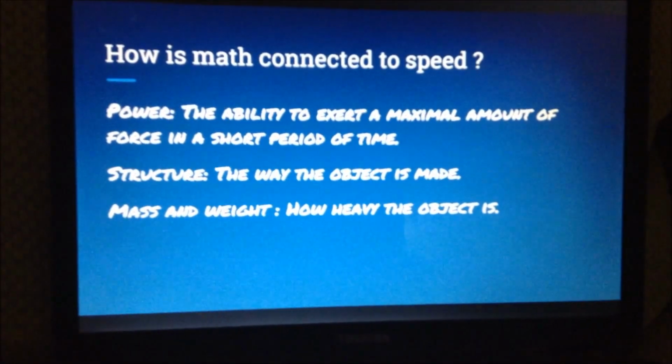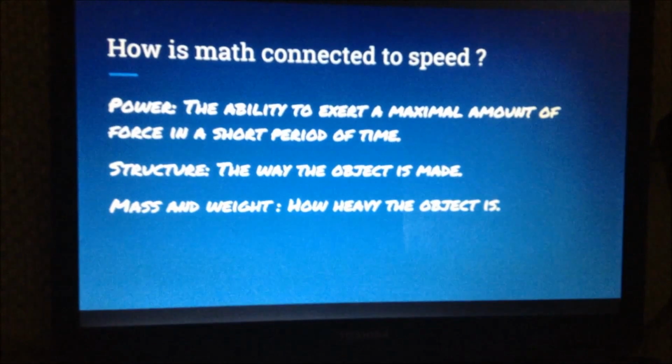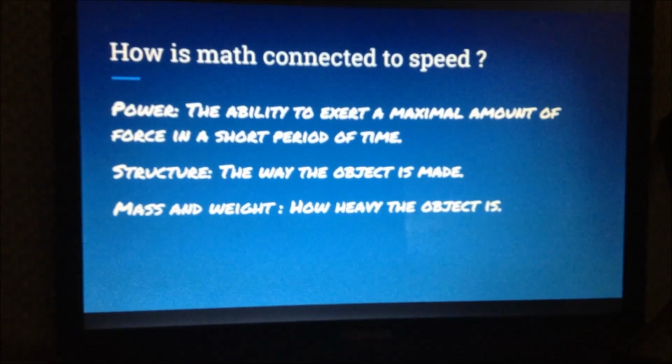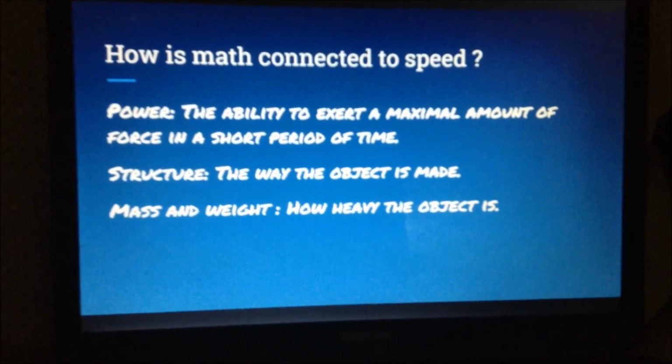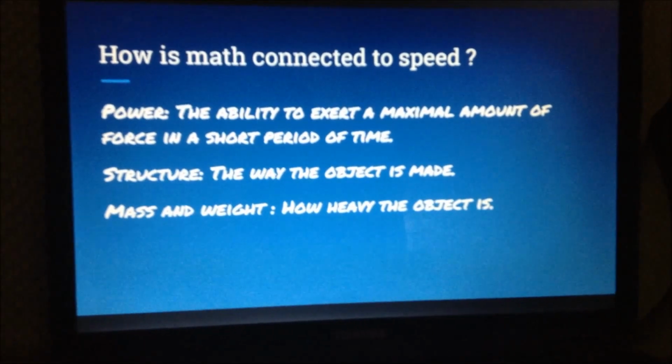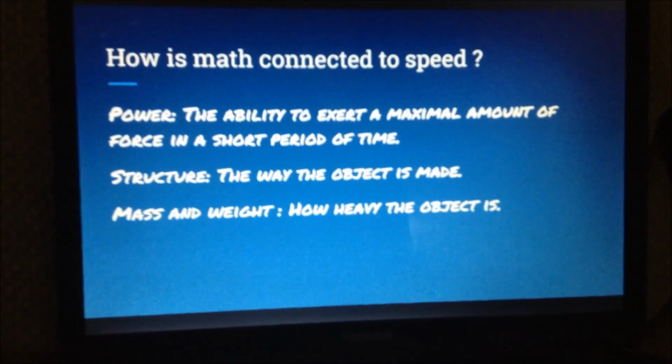How is math connected to speed? Math is connected to speed in three ways: power, structure, and mass and weight. Power is the ability to exert a maximum amount of force in a short period of time. Structure is the way the object is made. Mass and weight is how heavy the object is.